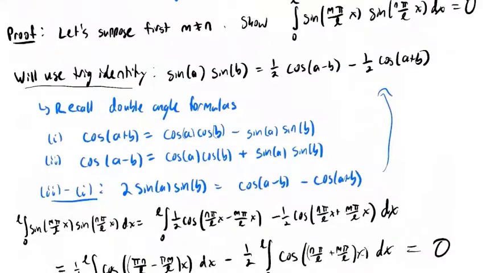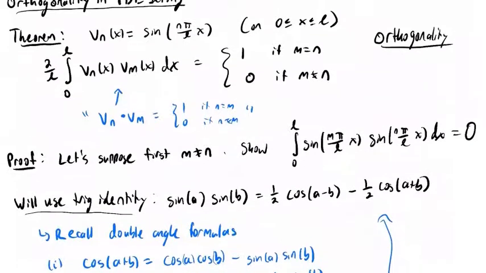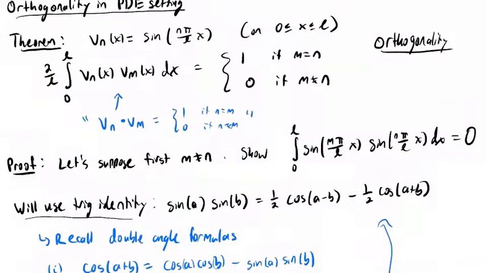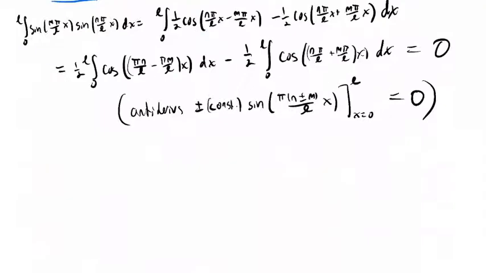And so that proves the first part. This shows that if m is not equal to n, then when I integrate the product of two distinct eigenfunctions, I get 0. And so finally, we need to prove the second part, which is if I integrate from 0 to L of the same eigenfunction times itself, then I get L over 2.